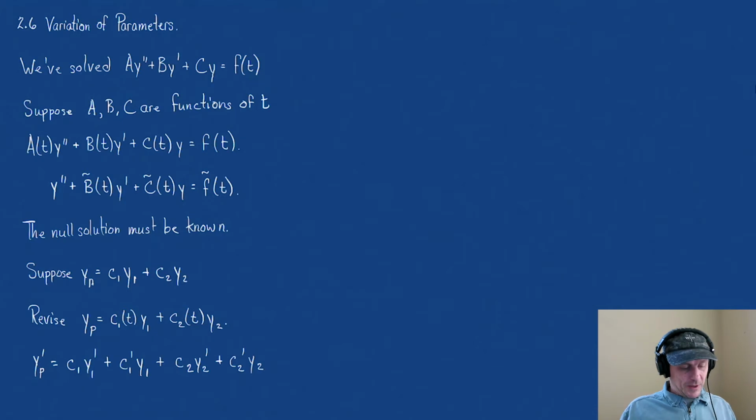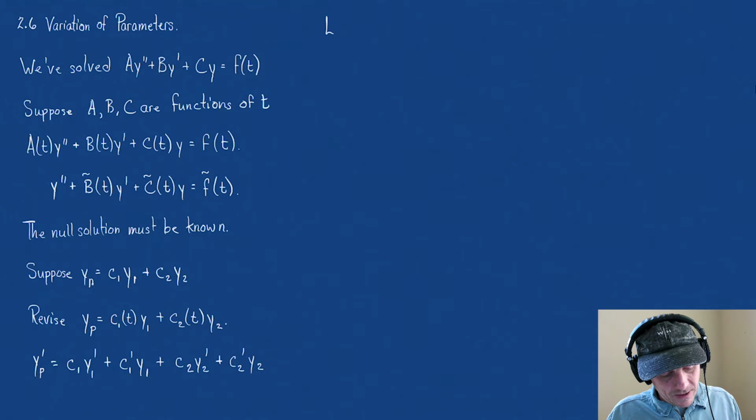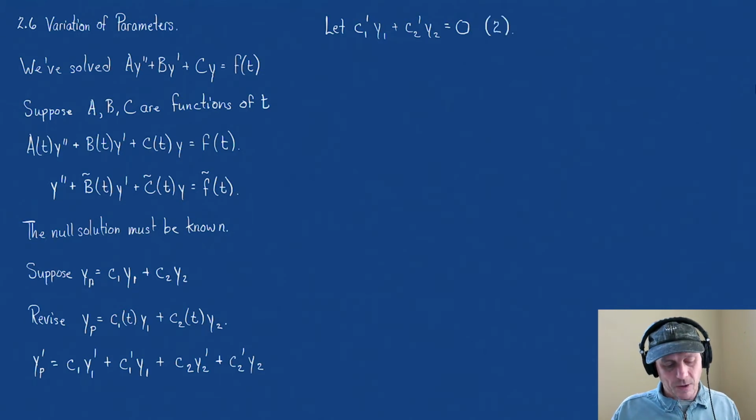And what we do now is we don't want to take a derivative of y particular prime with these c primes in here. So what we do is we say, okay, let's let c1 prime y1 plus c2 prime y2 equal 0. And we're going to actually call that equation 2. That's what our author is calling it. So we'll call it equation 2.